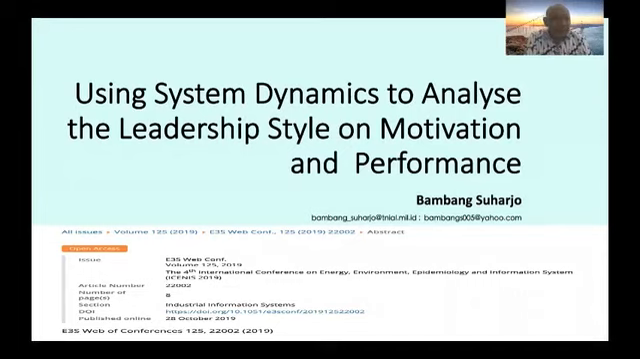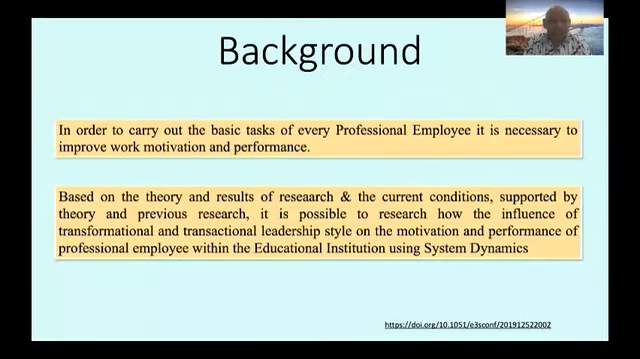The time I want to present my paper with the title Using System Dynamics to Analyze the Leadership Style on Motivation and Performance. The background of the paper is that in order to carry out the basic tasks of every professional employee, it is necessary to improve work motivation and performance.